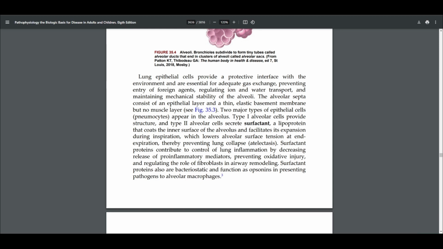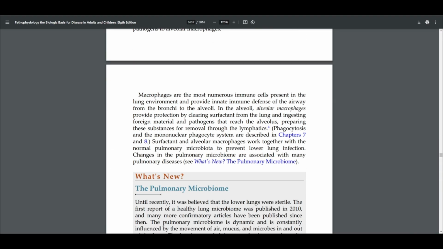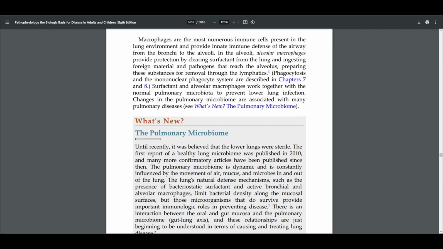Surfactant proteins are also bacteriostatic and function as opsonins, presenting pathogens to alveolar macrophages. The macrophages are the most numerous immune cells present in the lung environment and provide innate immune defense of the airway from the bronchi to the alveoli. In the alveoli, alveolar macrophages provide protection by clearing surfactant from the lung and ingesting foreign material and pathogens that reach the alveolus, preparing these substances for removal through the lymphatics.